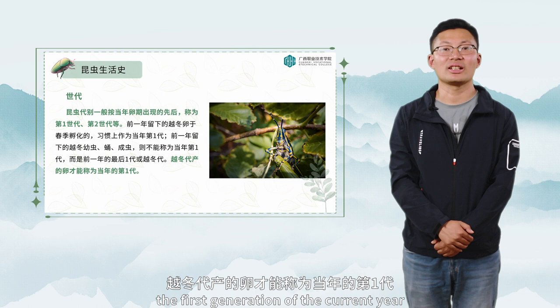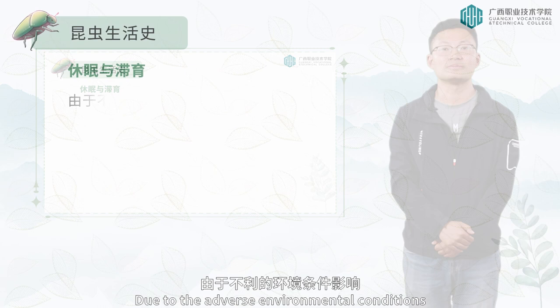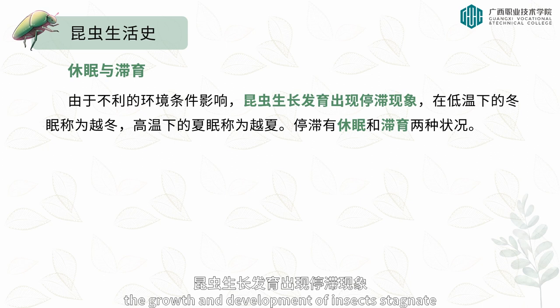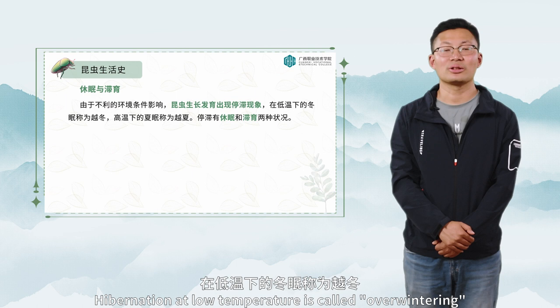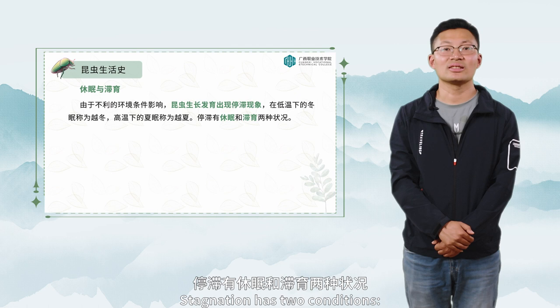Let's look at dormancy and diapause. Due to the adverse environmental conditions, the growth and development of insects stagnate. Hibernation at low temperature is called overwintering. Hibernation at high temperature is called oversummering. Stagnation has two conditions, dormancy and diapause.